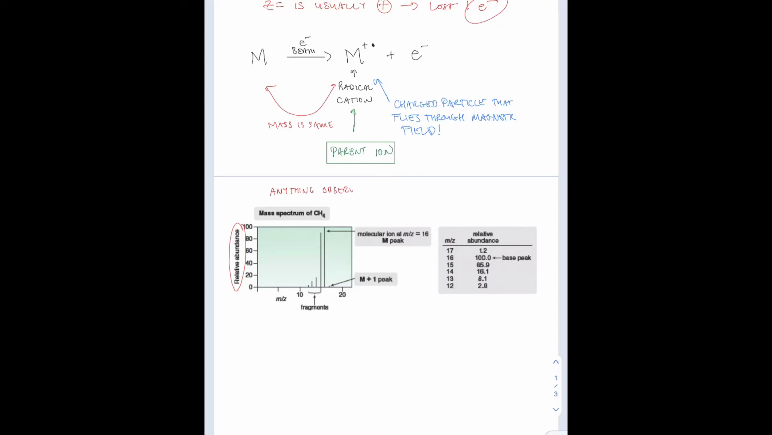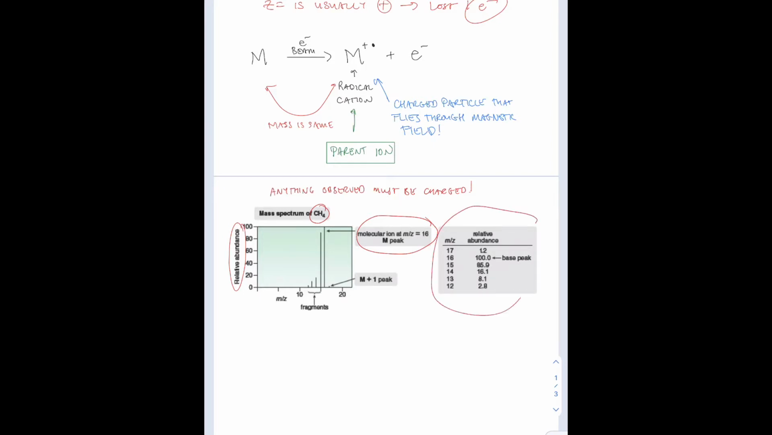Okay, so anything observed, I'll say must be charged, meaning it has to have a positive charge in this case. Okay, and so what we have here is a mass spectrum of methane. So CH4, as you can see, because of the label here, the molecular ion at M over Z, so the mass to charge ratio, is 16. So that is the M peak, so the molecular ion peak or the parent peak.